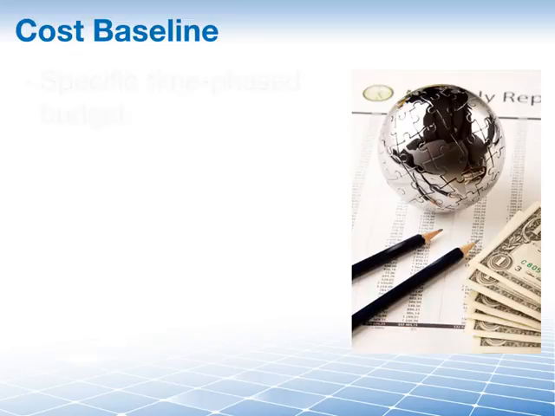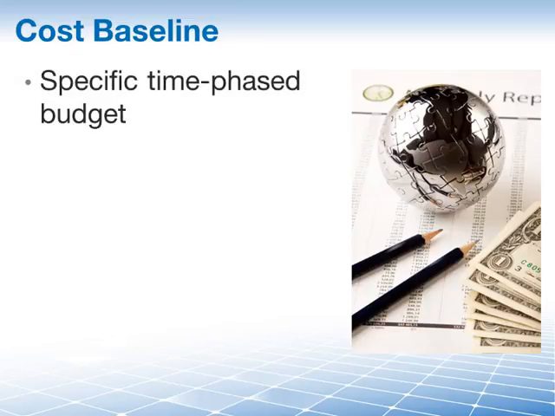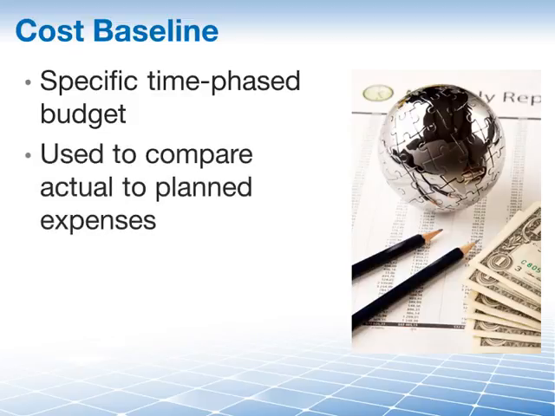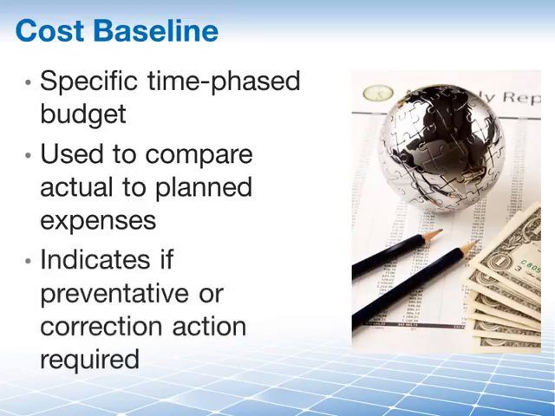So a cost baseline is a specific version of the time-phased budget, which is used to compare actual expenditures to planned expenditures. Planned expenditures obviously being your baseline. This is what we set out to be spending, and actual expenditures, obviously the money that has left our pocket. And we do this in order to determine if either preventive or corrective actions are needed to meet the project objectives in regards to our cost.